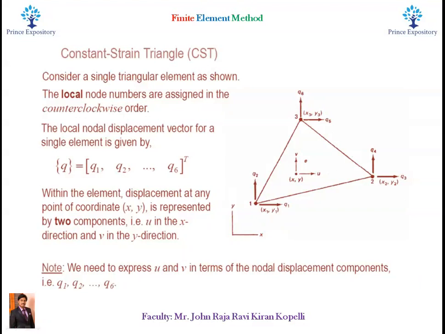Here if you see, there are three nodes of this constant strain triangle and it is defined as two-dimensional, and at node 1 q1 and q2 are the displacements, at node 2 q3 and q4 are the displacements, at node 3 q5 and q6 are the respective displacements. The coordinate position of node 1 with respect to the global or Cartesian coordinate system is x1 comma y1, at 2 it is x2 comma y2, at 3 it is x3 comma y3.